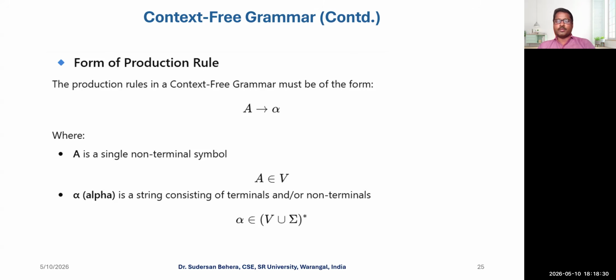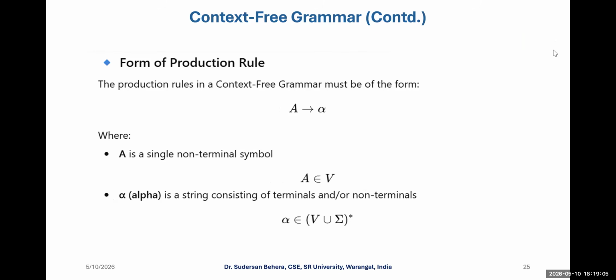A is in the form of alpha, or A derives alpha, where A means capital A. You can see the slide. Here capital A is a single non-terminal. So the format of the production rule of the context-free grammar says that A must derive alpha, A must be present in the left hand side, alpha must be in the right hand side, and A must be a non-terminal.